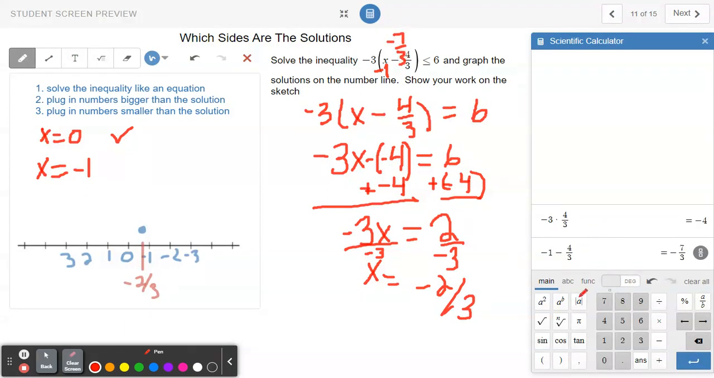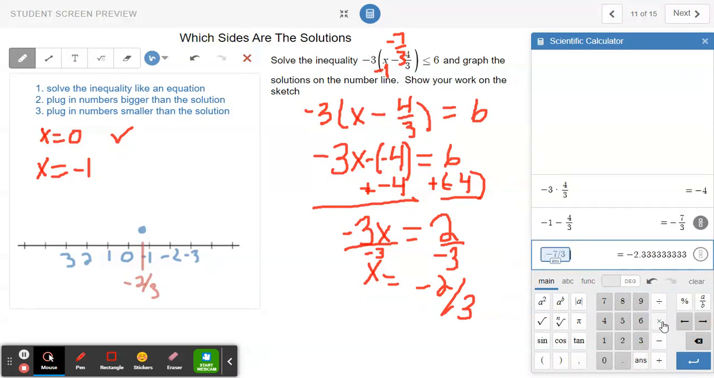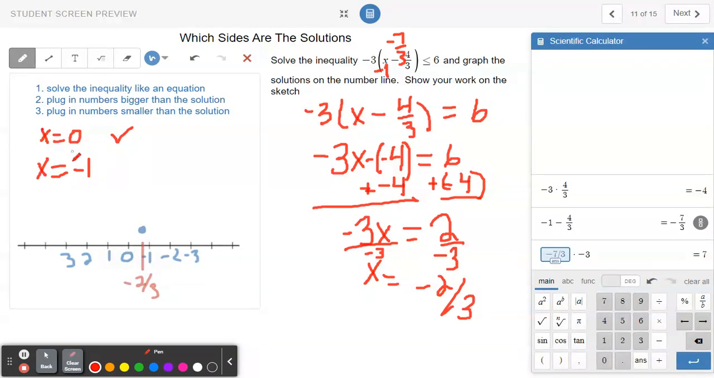And now we're going to take that answer, negative 7/3, and multiply it by -3. That answer times -3, and we get positive 7. So when x is -1, this whole side is positive 7, right? Is 7 less than 6? No, this does not work, which means nothing over here works.